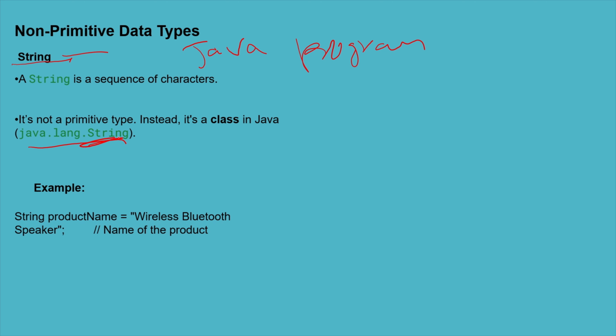So how we define a string variable is: variable name, data type String, and equal to, in double quotes we give the value, "Wireless Bluetooth Speaker". How much memory it is going to allocate depends on how many characters we have. For example, if we take this one, 1 2 3 4 5 6 7 8, like that, how many characters we have times 2, that is the total number of bytes.